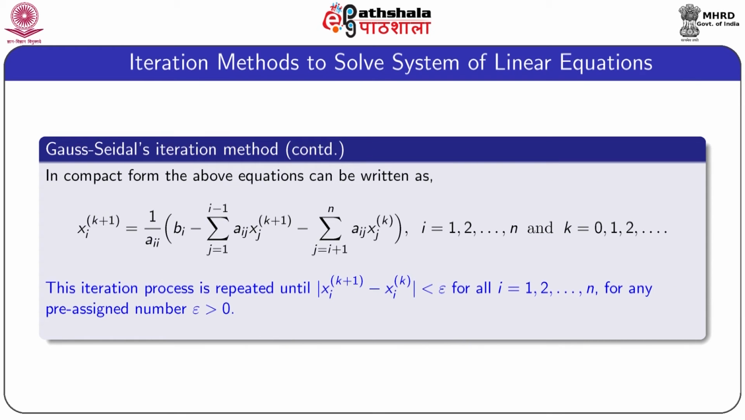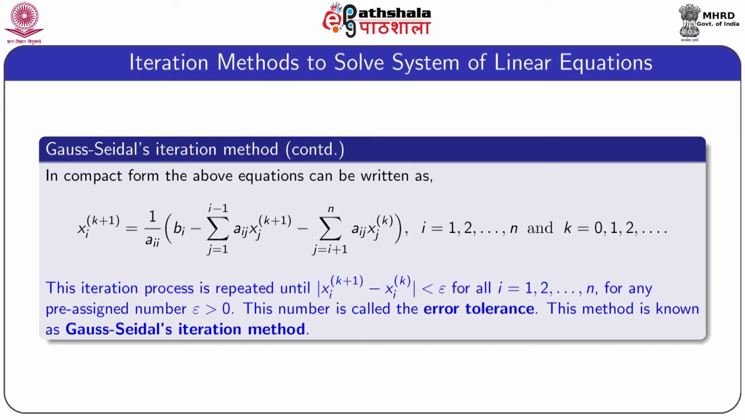This iteration process is repeated until the absolute value of the (k+1)th iterated value of xi minus the kth iterated value of xi, that means the difference between two consecutive iterated values of the variable xi, is strictly less than epsilon, where epsilon is a pre-assigned positive number. This condition must be satisfied for all the variables, that means for all i equal to 1, 2 up to n. This number epsilon is called the error tolerance of the system of equations. This method is known as the Gauss-Seidel iteration method.